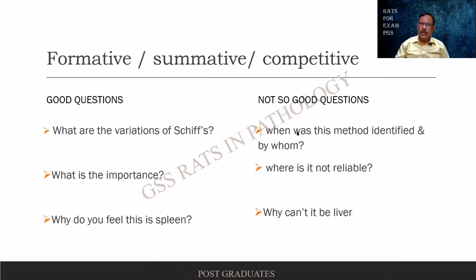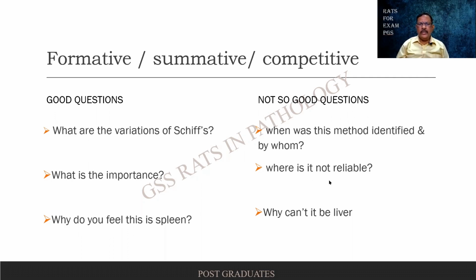In which case, there are a good set of questions. There are also not so good set of questions. I'll give you an example of each. What are the variations of Schiff's reagent? Supposing pass is your sting. But then there have been some examiners who asked this question also. When was this method identified and by whom? What is the importance of it? Where is it not reliable?